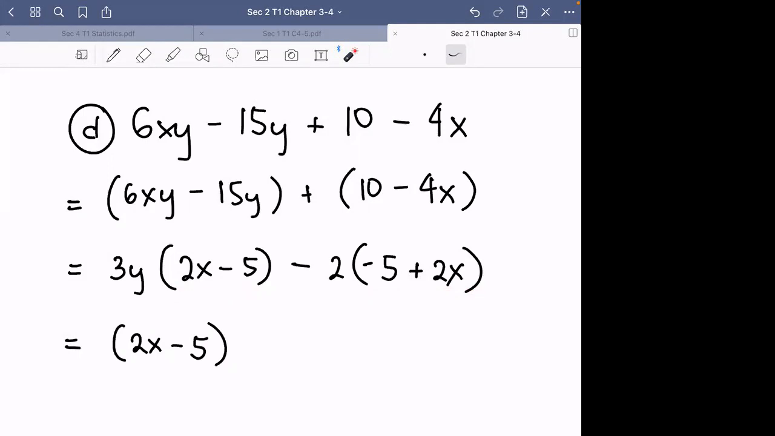So what's your answer? We have 2x minus 5, which is common. And then what's in the other bracket? 3y minus 2. And then that's it.